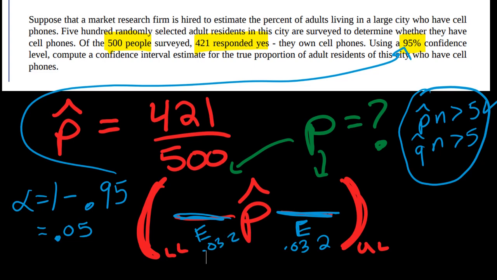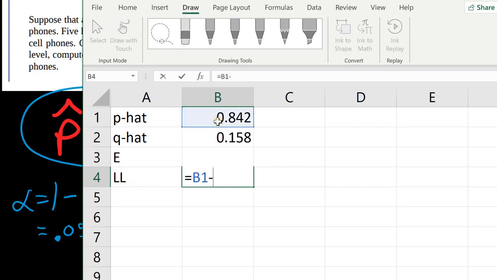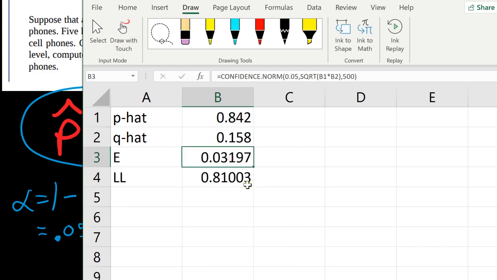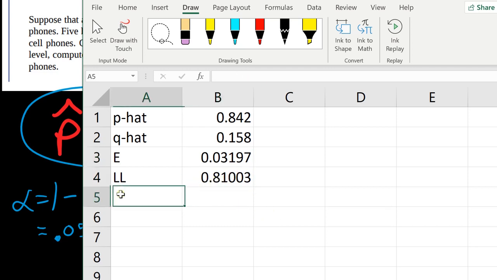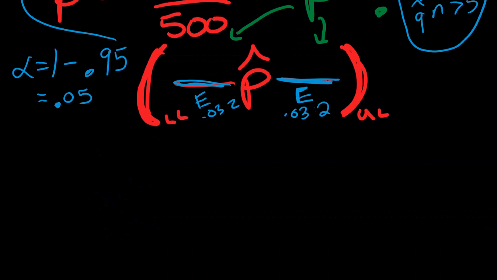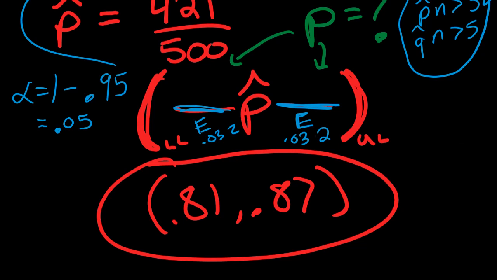Now, to find my lower and upper limit, I basically need to subtract off the margin of error and add on the margin of error to our estimate p hat. So let me go back. My lower limit is going to be equal to p hat minus B3. So p hat minus the margin of error is our lower limit, 0.81. Our upper limit equals p hat plus the margin of error. Press enter. 0.87. So 0.81 to 0.87. So we are 95% confident that the proportion of adults in the city that own a cell phone is between 0.81 and 0.87.